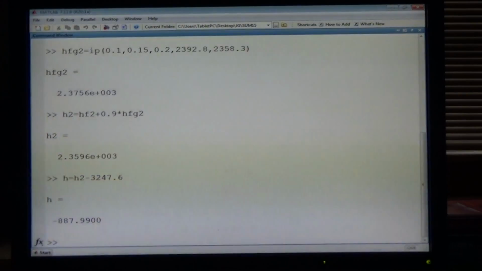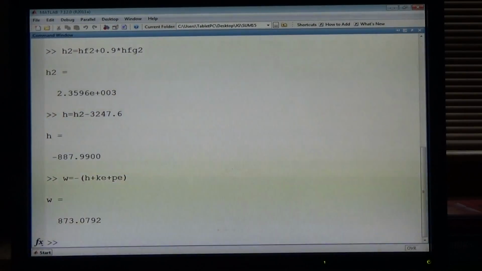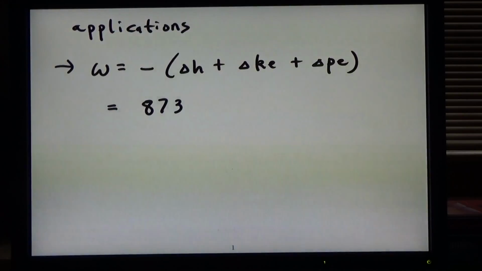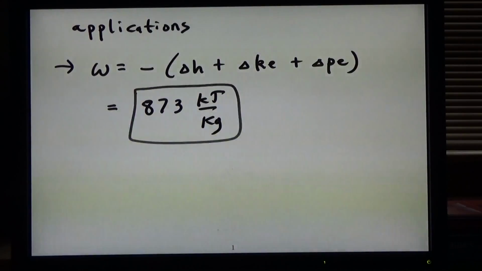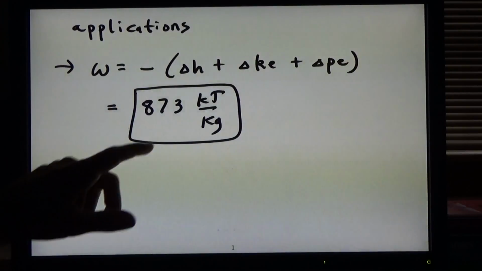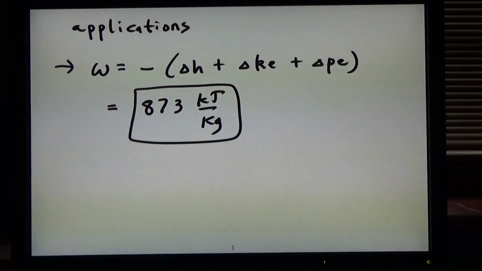Just plug that into our calculator. Work is equal to negative delta H plus delta KE plus delta PE. So we get that the work is 873 kilojoules per kilogram. And it's positive, which is good, because that means it's an output work. And we know that the whole purpose of a turbine is to produce work. That's why we get an output work.